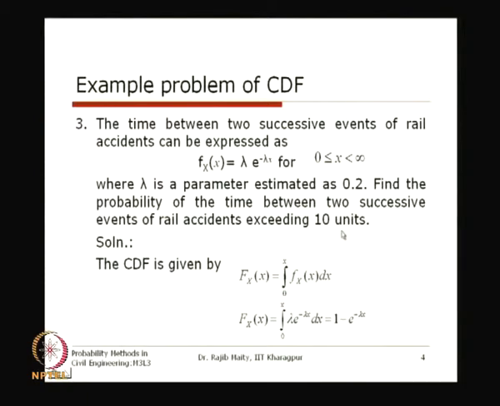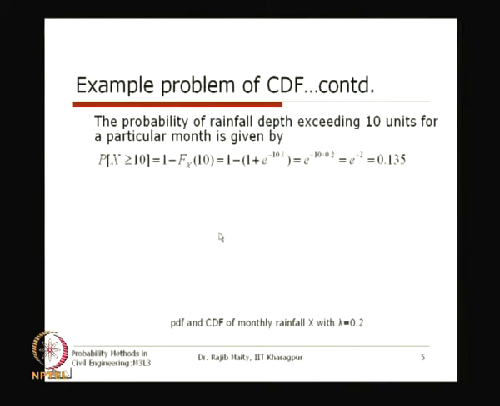Now, it is given that exceeding 10 units. That means if I put 10 here, I will get the probability of not exceeding 10 units. So, if I want to calculate the exceeding, then the total probability we know is 1. So, we have to deduct that particular value from the total probability to get the probability of exceeding 10 units.